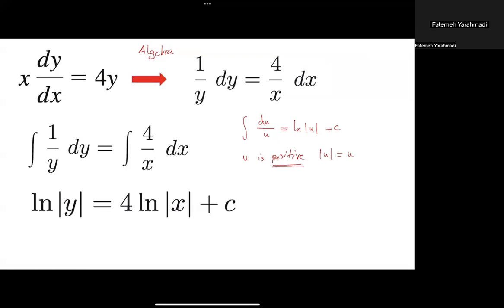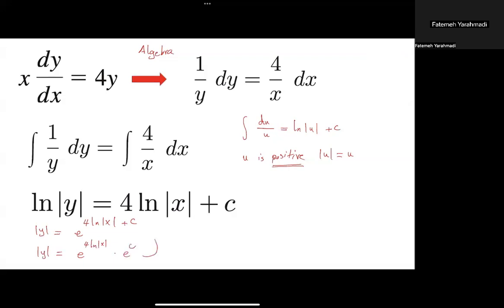Now let us go back to the definition of absolute value. ln of absolute value of y is 4 times ln of absolute value of x plus c. What's the meaning of that? It means that absolute value of y can be written as e to the power 4 ln of absolute value of x plus c, or absolute value of y is equal to e to the power 4 ln of absolute value of x times e to the power c.